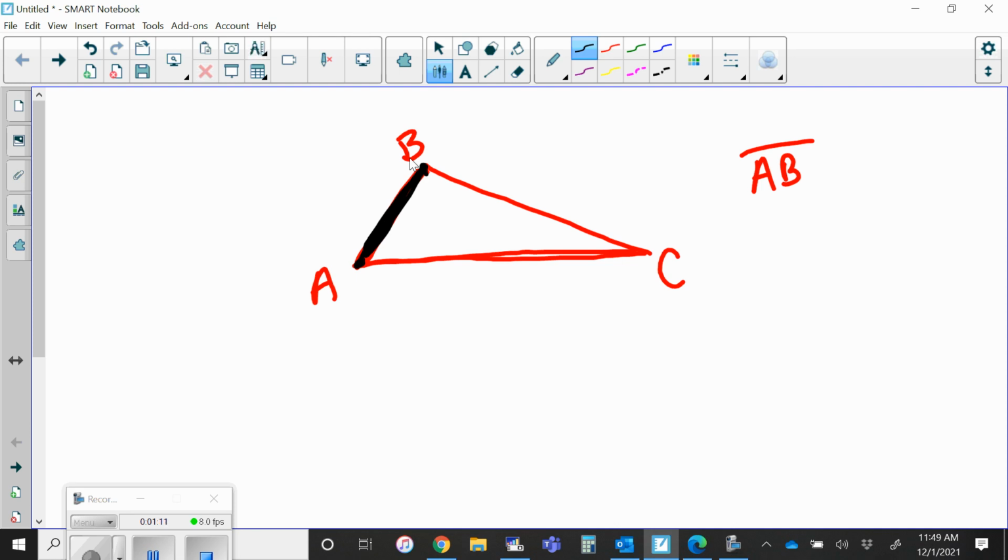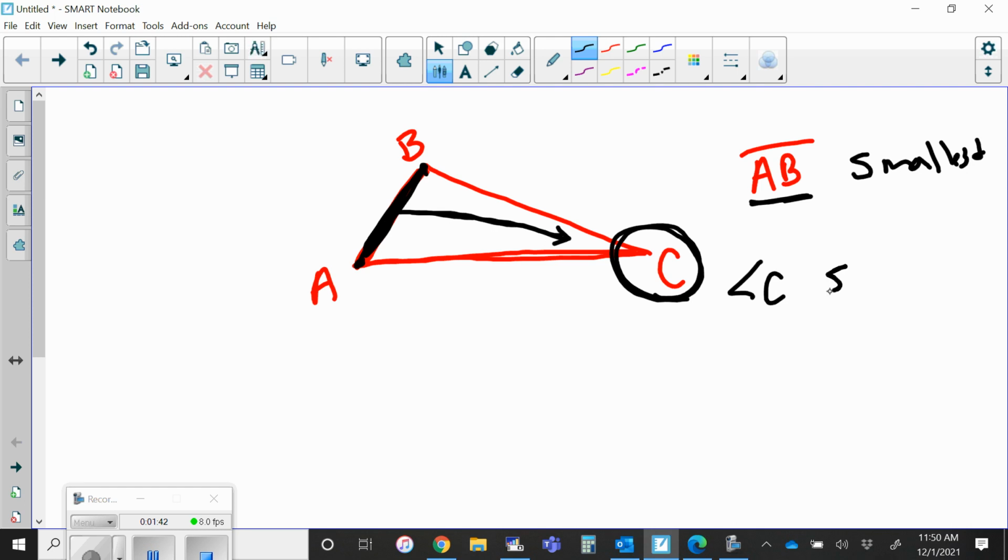And I know I said for this one, I want you to use your eyes because we're going to make a connection that actually is true. What angle is this one across from? Do you see how this is the smallest side and across from it is angle C? The smallest side will always be across from the smallest angle. So AB is the smallest side, and I'll guarantee you angle C is the smallest angle.